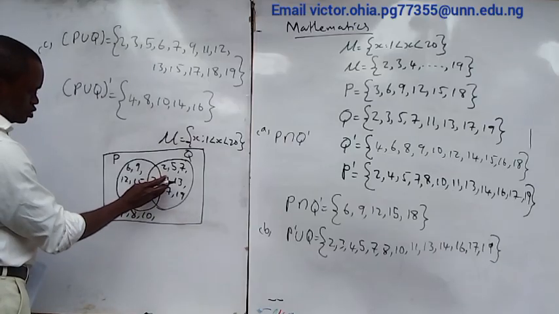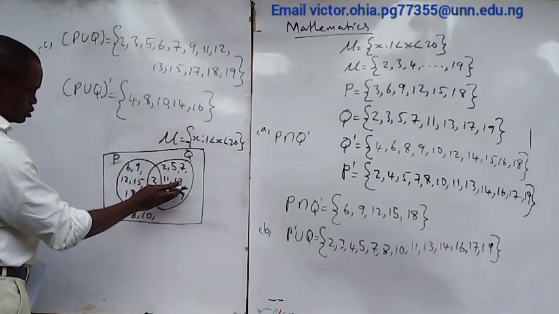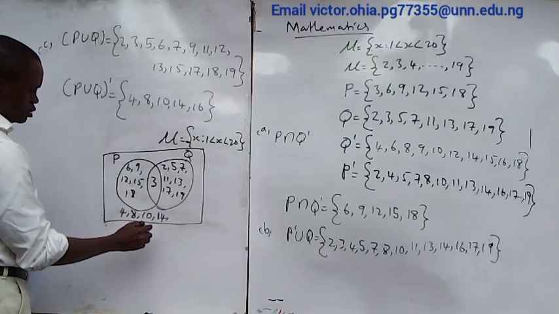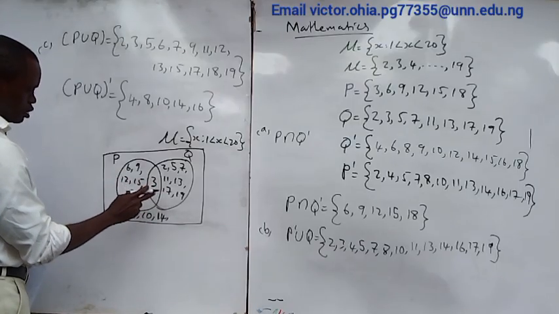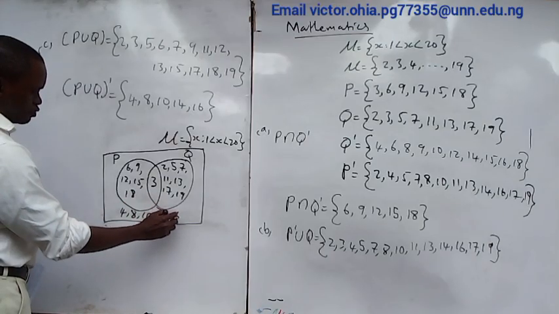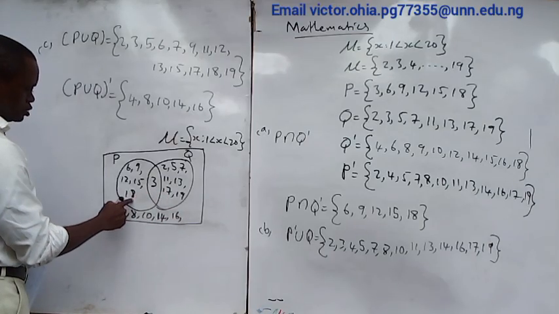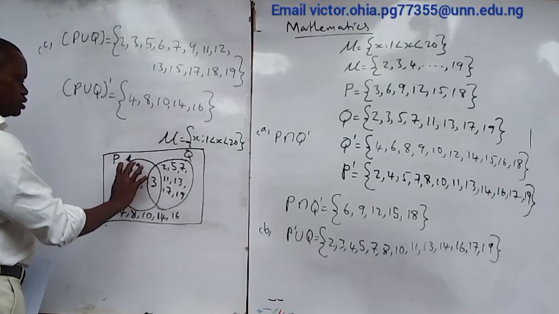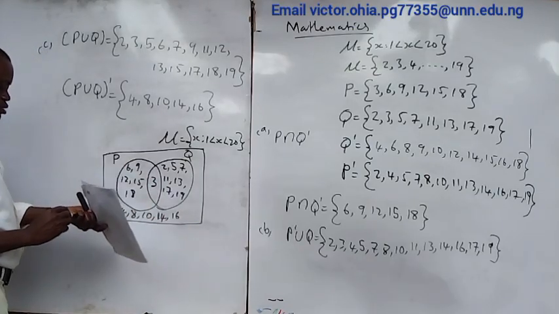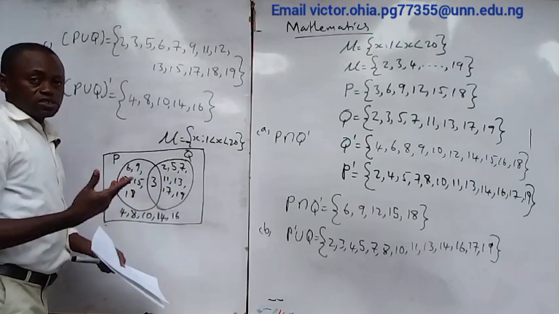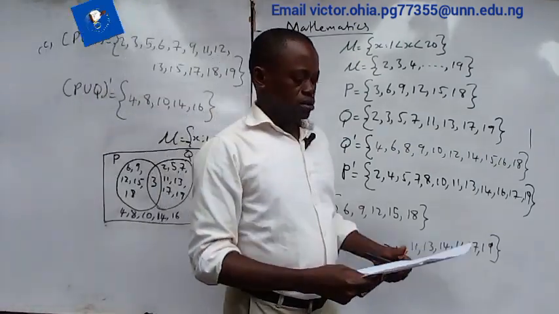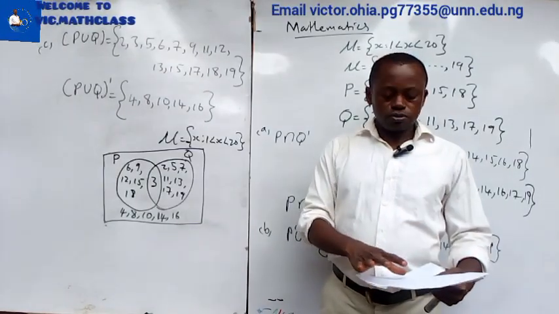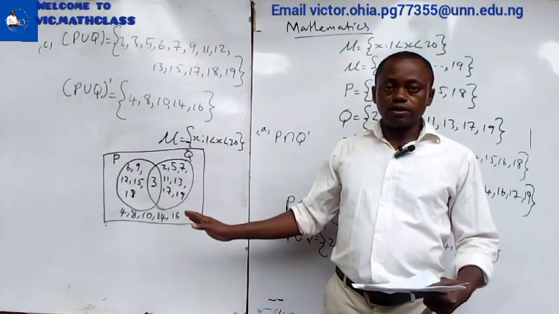What about 11? 11 is here, 12 is here, 13 is here. What about 14? 14 is nowhere to be found, so 14 will be outside. 15 is here. What about 16? 16 is nowhere to be found. 17 is here, 18 is here, 19 is here. So these elements here are the elements that do not exist in either of these two subsets. So it's just a bonus I gave, a way of presenting this information in a Venn diagram.